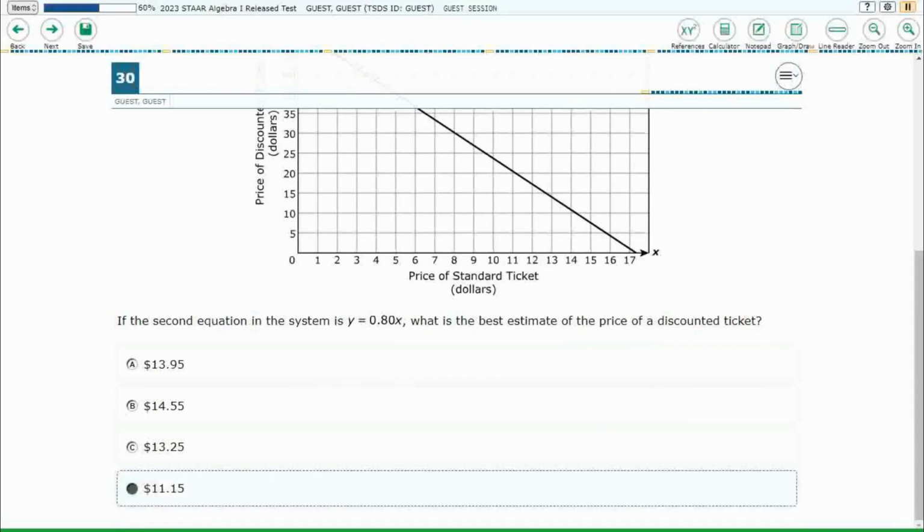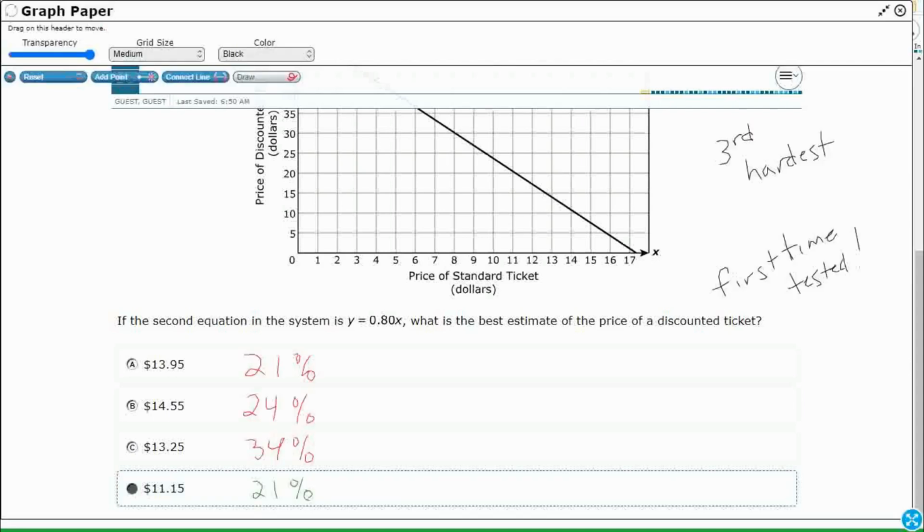Let's see how we did across the state of Texas. This was the third hardest question on the test. Only 21% of the students got it correct.